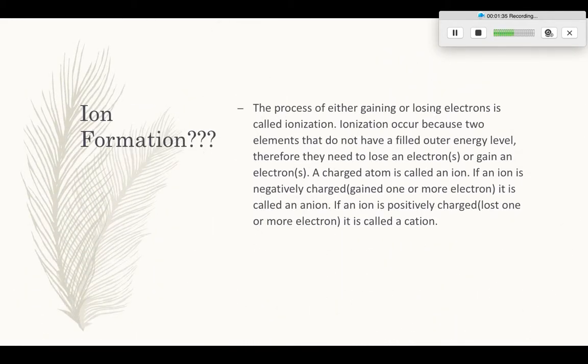Ion formation. The process of either gaining or losing electrons is called ionization. Ionization occurs between two elements that do not have a filled outer energy level. Therefore, they need to lose an electron or gain an electron, and it can be more than one electron. A charged atom is called an ion. If an ion is negatively charged, which means it gained one or more electrons, it is called an anion. If an ion is positively charged, that means it lost one or more electrons, it is called a cation.